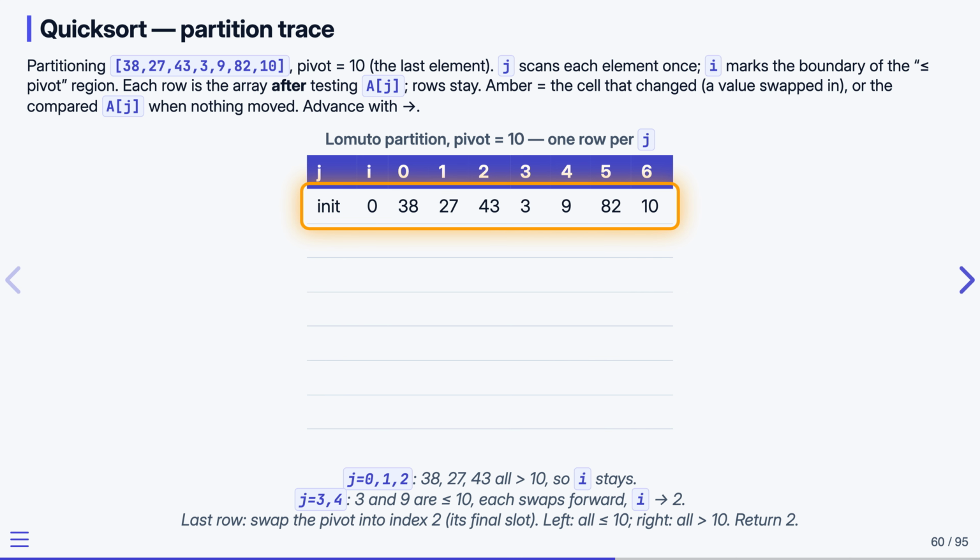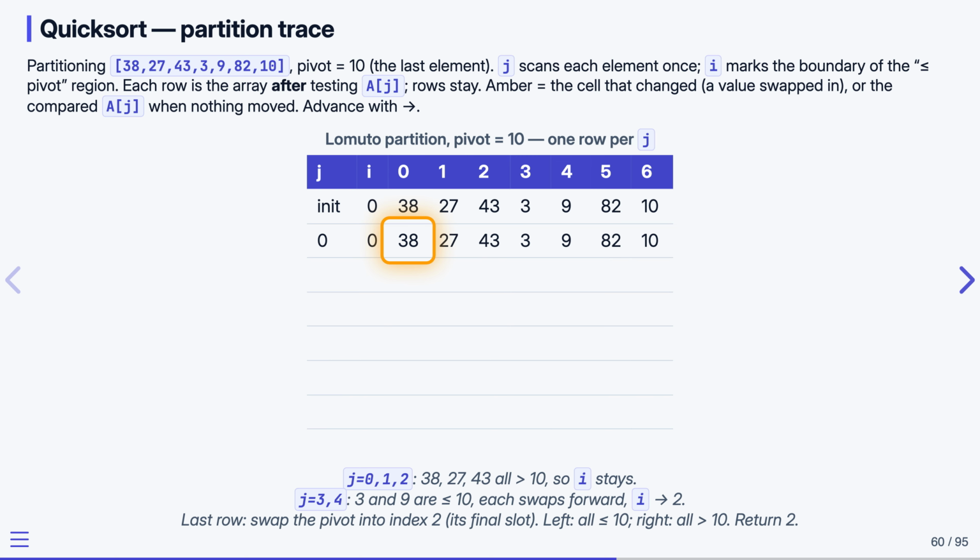Let's partition this array, step by step. The pivot is the last element, 10. j is the cursor that tests every element once. i is the boundary of the small region, the values that are less than or equal to the pivot. Each row is the array after we test A at index j. Both cursors start at index 0.